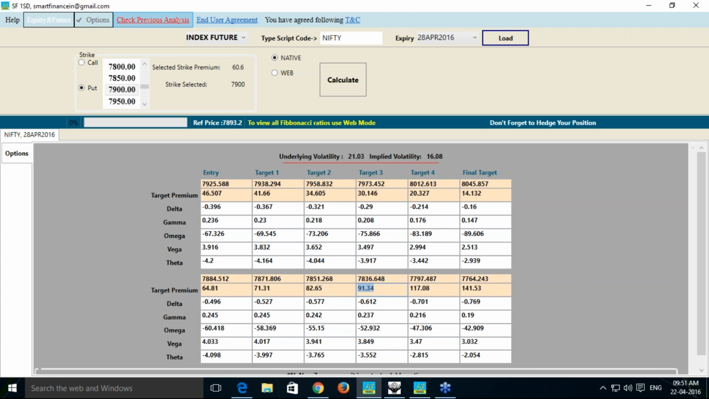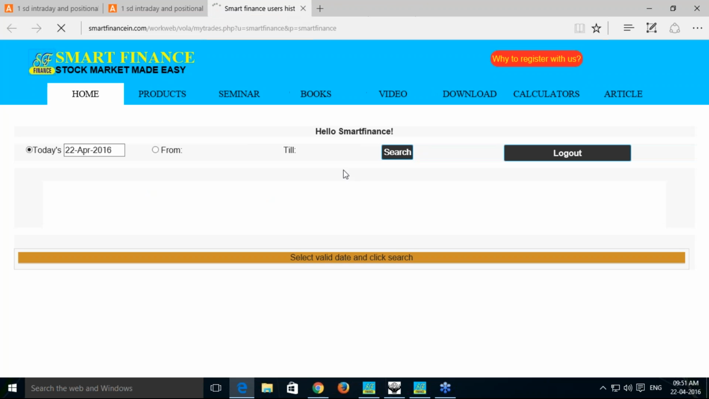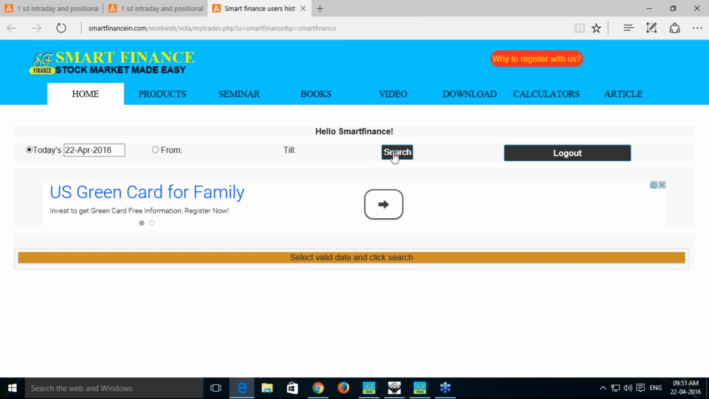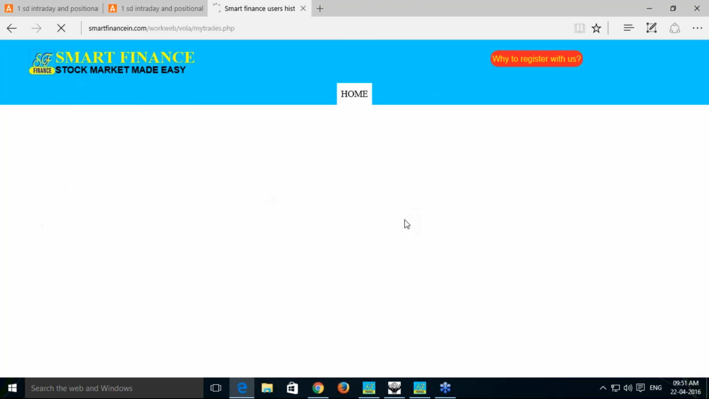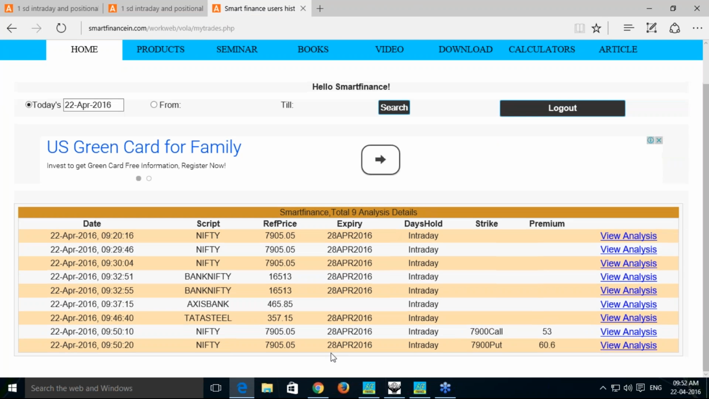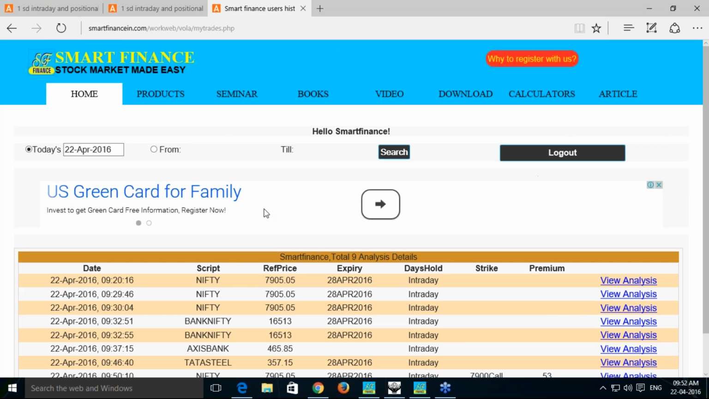As I said to you, you can always see your trades. If you have used the 1SD software, then you can always see what trades you have initiated. Tata Steel we have initiated 7900 call, and 7900 put also I have just analyzed. Any questions so far?